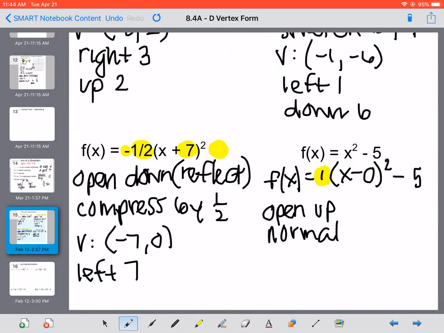Because A is 1. And then we want to look at our H and our K. Well, when I rewrite it, I can see my H and my K. So my vertex, well, a -0 and +0, they mean the same thing. So our vertex means our H is 0 and our K is negative 5, which means I'm not moving left or right, but I am going to move everything down 5.